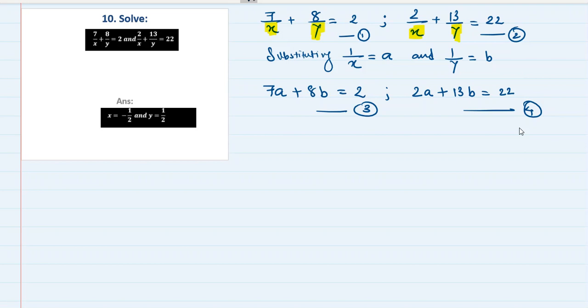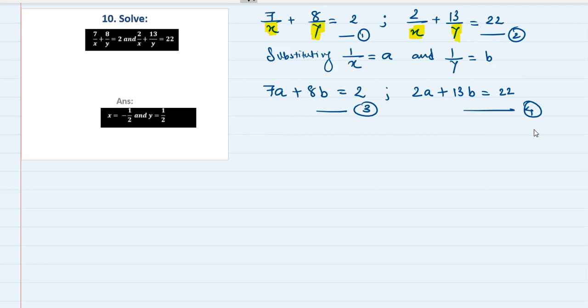But the problem is, when you solve these two equations, that is equation 3 and 4, you are not going to get the value of x and y. You are going to get the value of a and b. After that, you have to find the value of x and y. I will show you how. I will solve the whole thing and show you how.